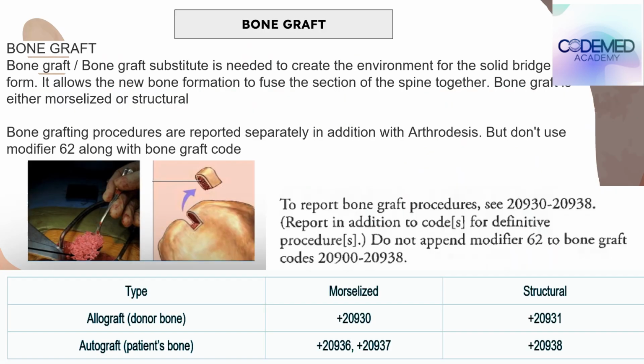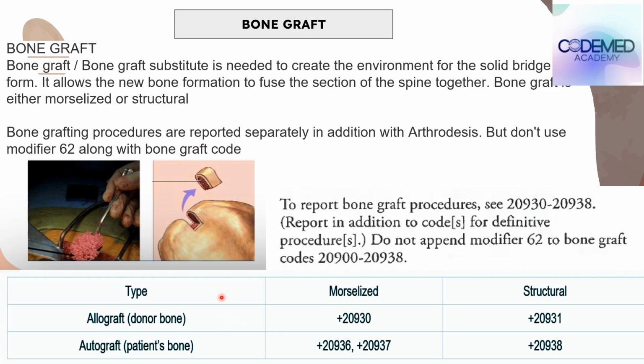Now let us understand bone graft. It is a substitute that is needed to create the environment for the solid bridge. It allows the new bone formation to fuse the section of the spine together. Bone graft is either morcellized or structural. An important consideration is we do not use the modifier 62 along with the bone graft code, and this is what they have given in your book too.